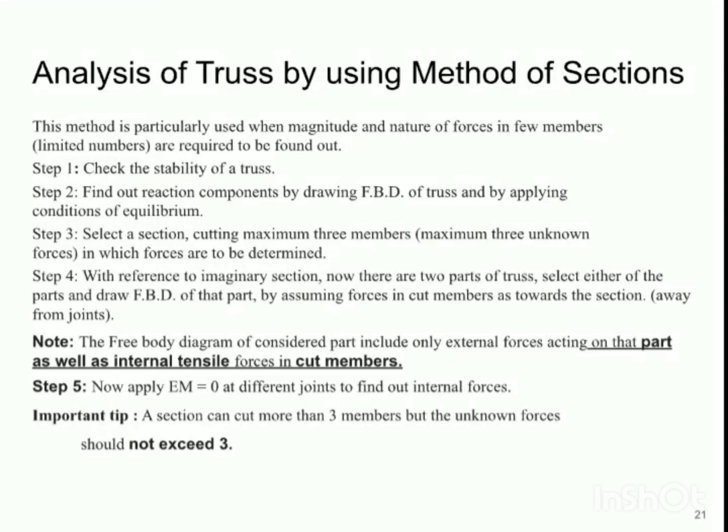Now as I told you, it may happen that more than two members are connected at a joint, so it may happen that more than three members are getting cut by the section line, but the unknowns should not exceed more than three. So this is the care that we need to take while drawing the section of the truss. Now let us see how to use this method by using one example.